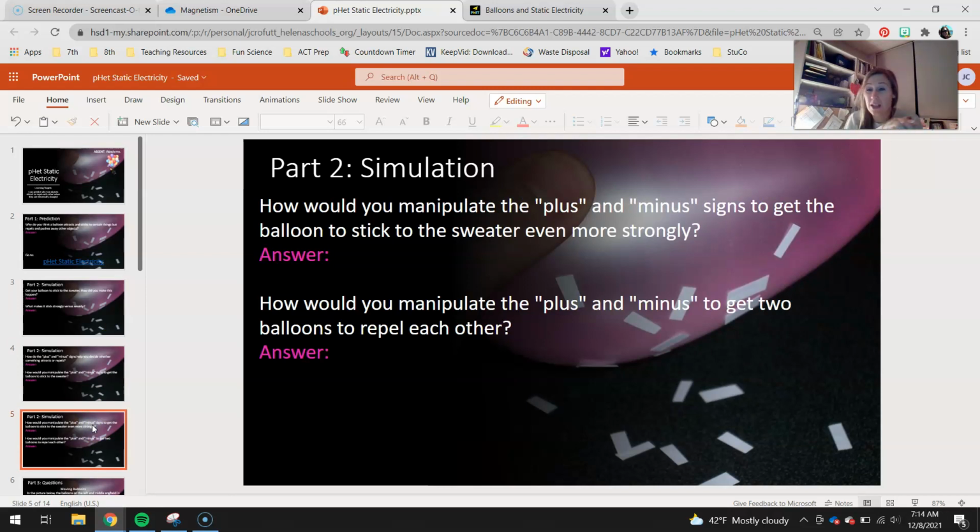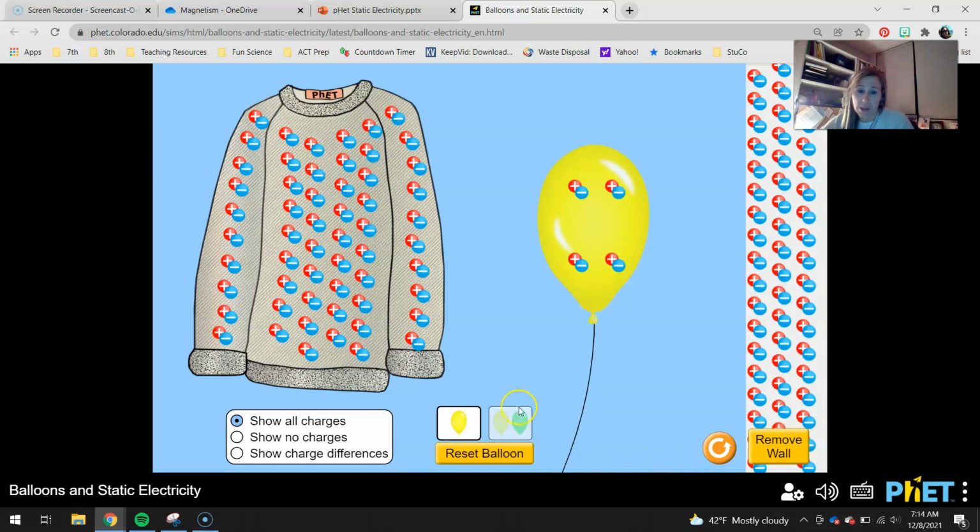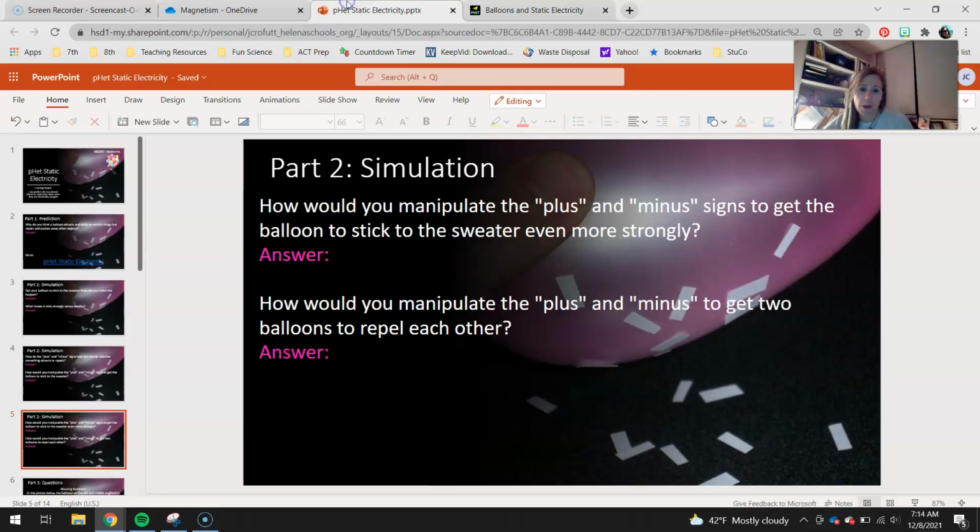So this kind of refers back to that question that I asked you guys about getting this balloon to stick to the sweater, strongly or weakly. What do you guys notice about it when it's strongly stuck to it versus weakly stuck to it? And how would you manipulate the plus and minus signs to get the two balloons to repel each other? So you guys kind of need to look at the two balloons. So here's your two balloon option. So how do you guys get those to move away from each other?